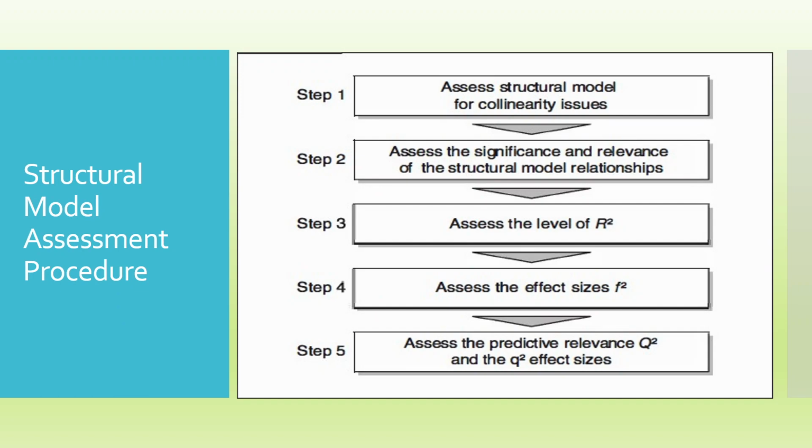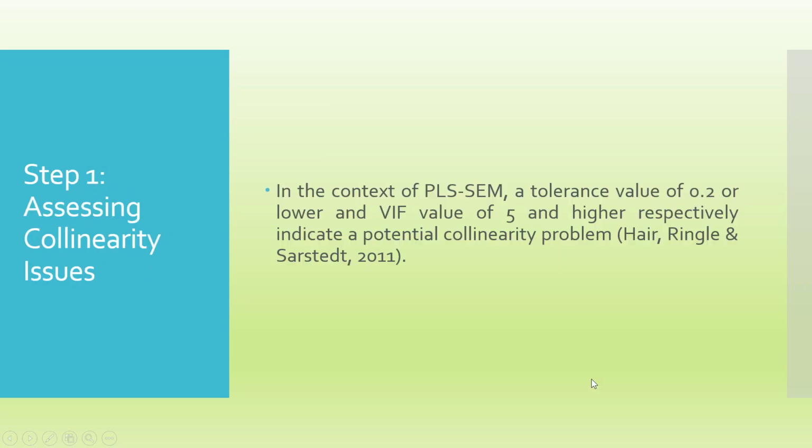Now, there are some steps which have been suggested by the authors. The first step is to assess the structural model for collinearity issues. The second step is to assess the significance and relevance of the structural model relationships. The third step is to assess the level of R square. The fourth step is to assess the effect size F square. The fifth step is to assess the predictive relevance Q square and the Q square effect size.